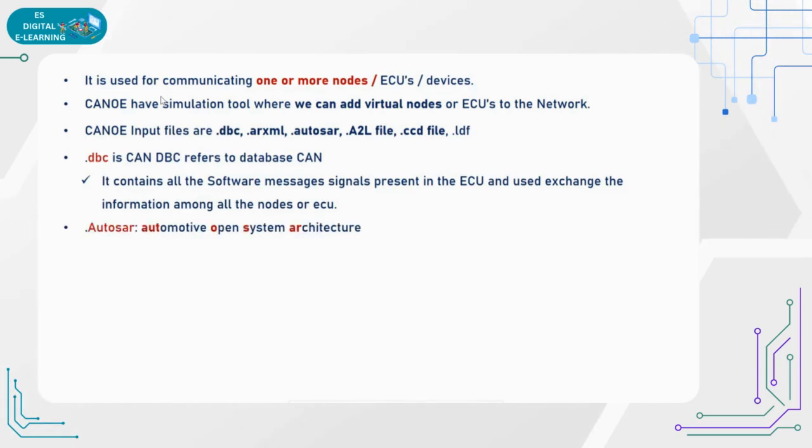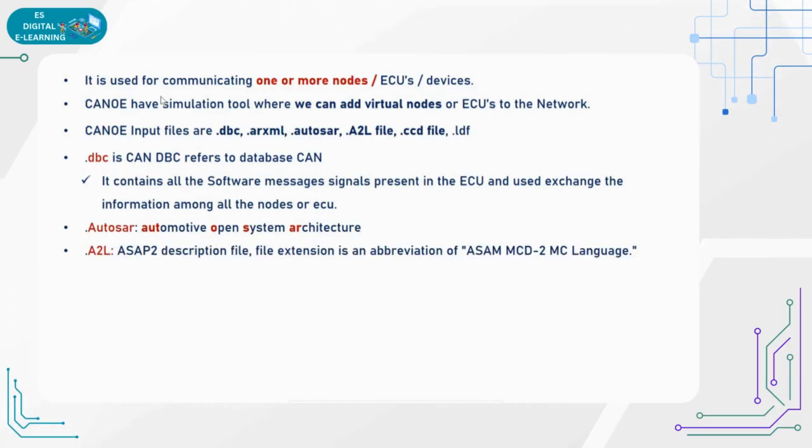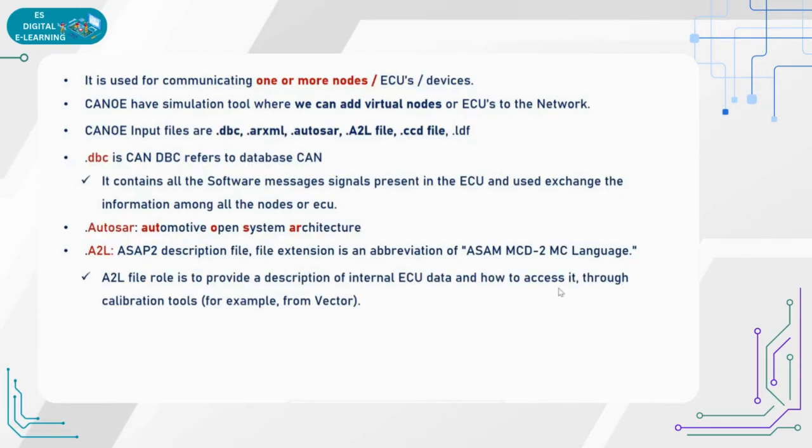And AUTOSAR is the automotive open system architecture. The .arxml is a file where we are able to monitor the software variables. So that is also one input file. Next, the .a2l file. The .a2l file is the extension of the ASAP2 description file, and the full form is ASAM MCD-2 MC language. It contains all the ECU's internal software variables, which we are able to access via the CANoe tool. So we are able to do variant coding and calibrations.